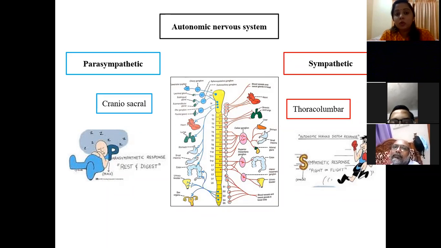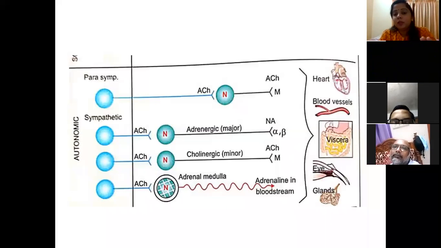Now coming to the neurotransmitter. The first one is parasympathetic. So you have the preganglionic fibers, the ganglion, the postganglionic fibers. The neurotransmitter in pre as well as postganglionic fibers is acetylcholine. Whereas in sympathetic, it is acetylcholine for the preganglionic fibers, whereas for postganglionic fibers, it is mainly noradrenaline, and for some fibers, it is acetylcholine.